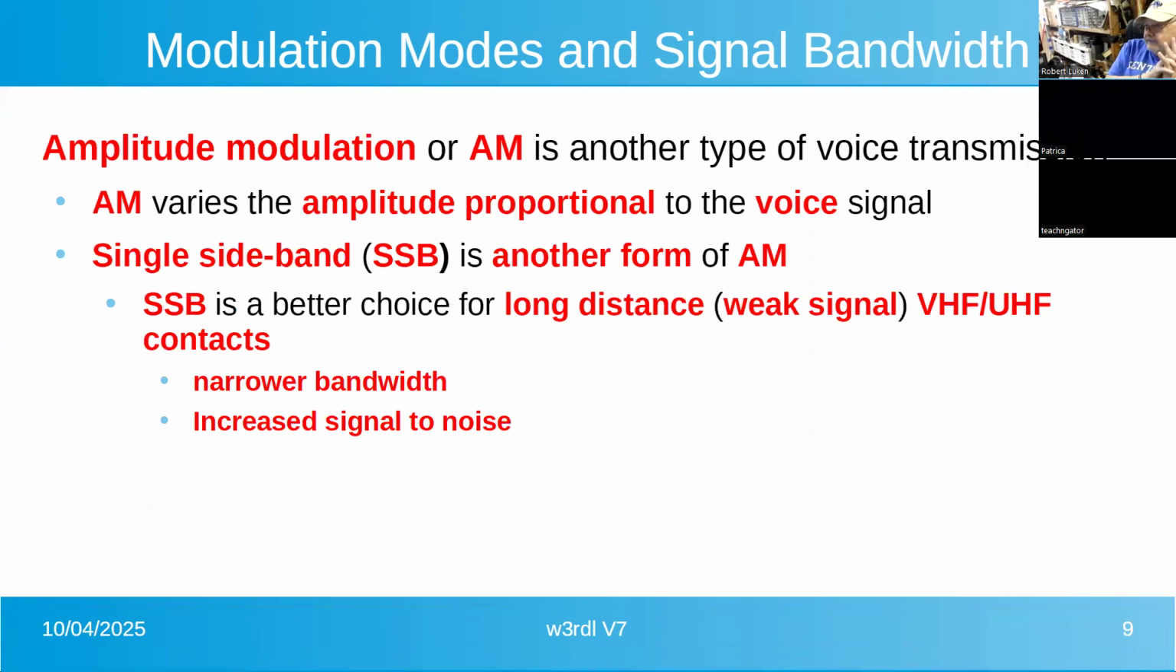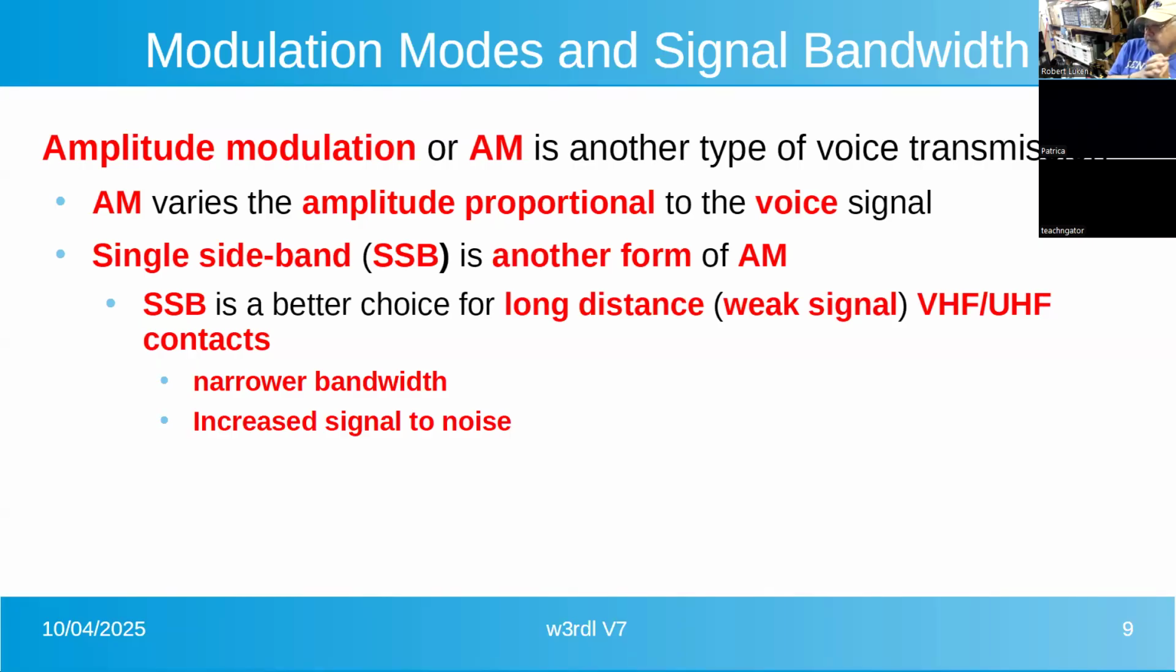Okay, we talked about amplitude modulation. That was kind of how everything started. So we modulate the amplitude with the voice signal. It's not used much except for broadcast radio. In amateur radio, we use a kind of a subset. It's still amplitude modulation, but it's called single sideband because we only transmit one sideband of the signal.